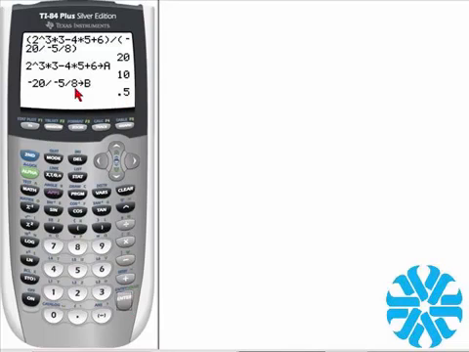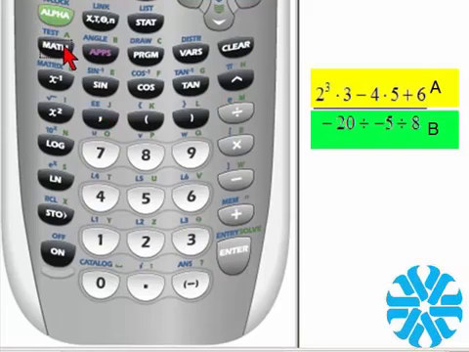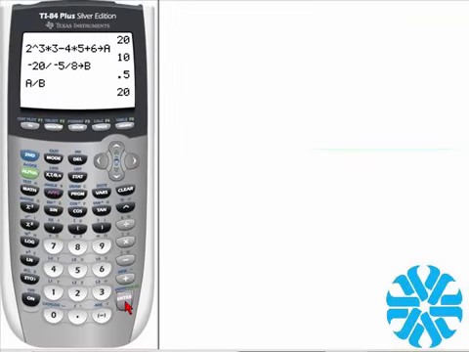So we're going to take the numerator 10 divided by the denominator of 0.5, and that was A and this is B. So we can just go alpha A divided by alpha and then B, and we hit enter to get our answer. And our answer is 20, as it was in the first computation we did.